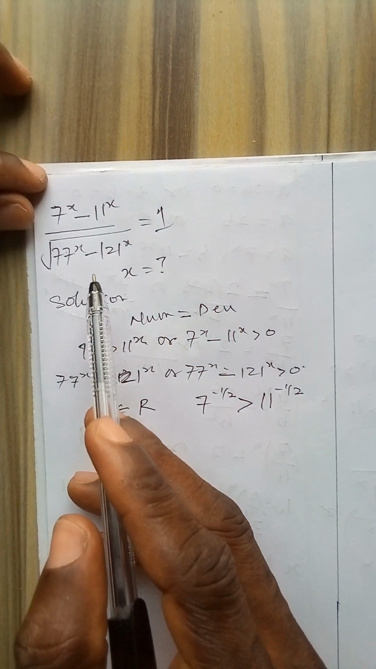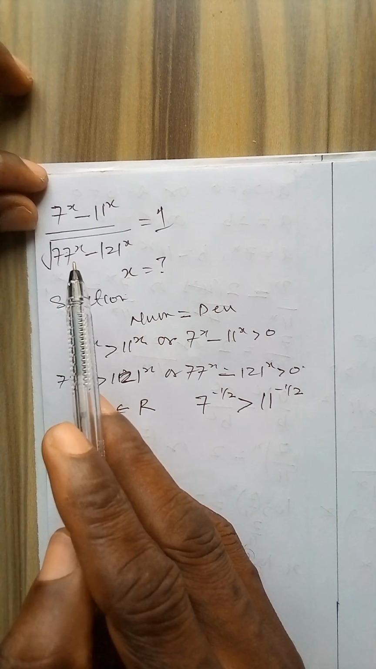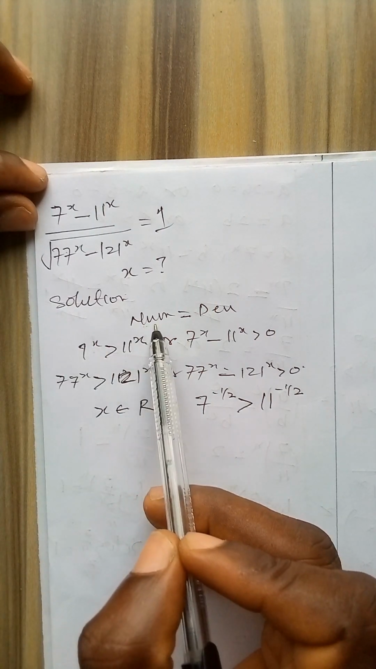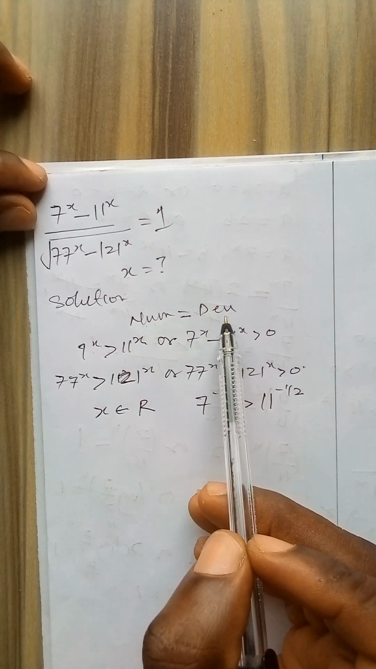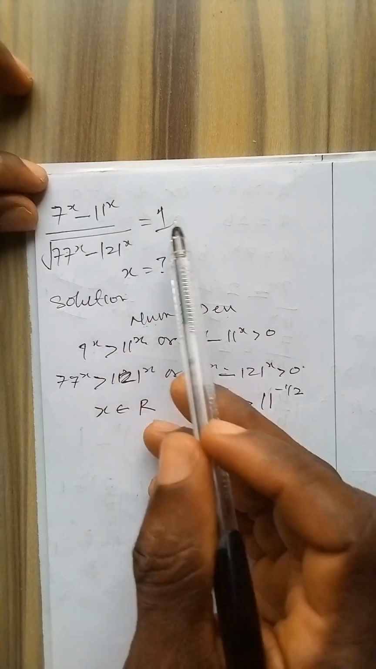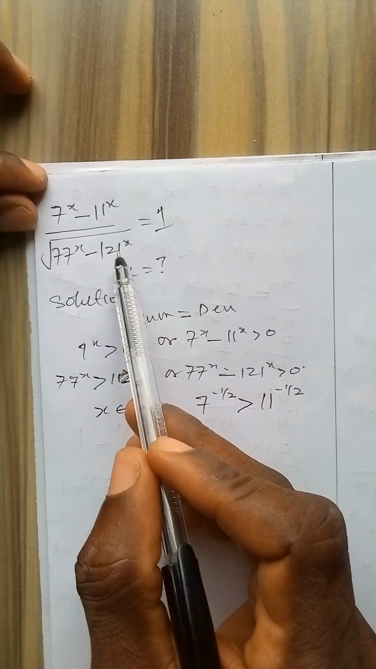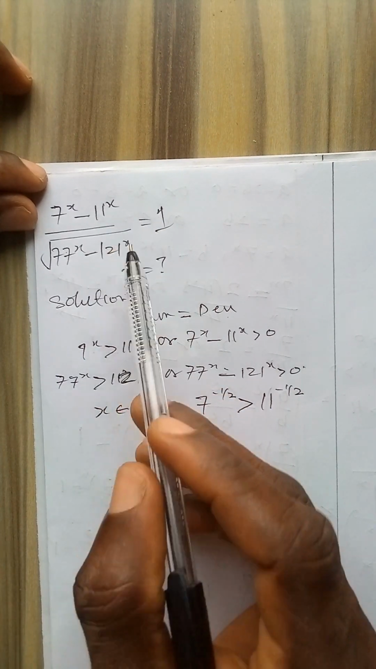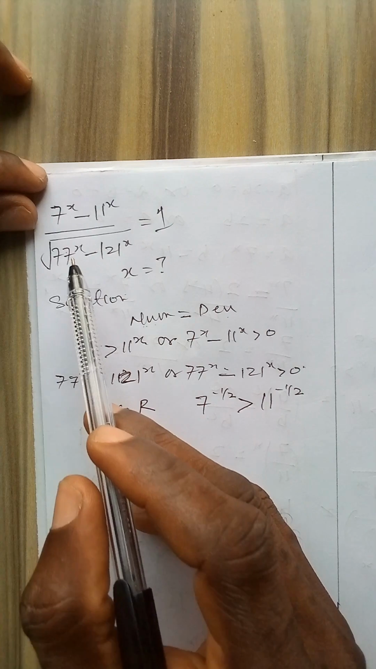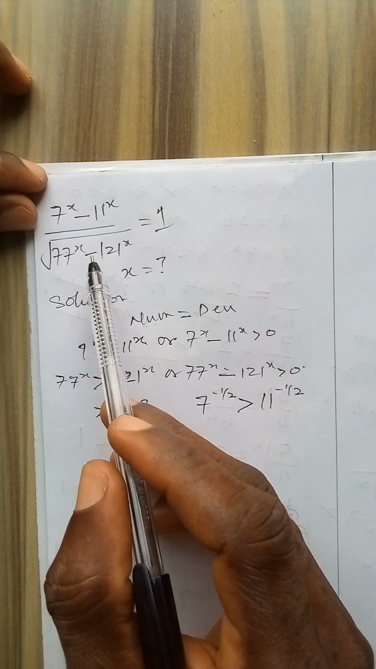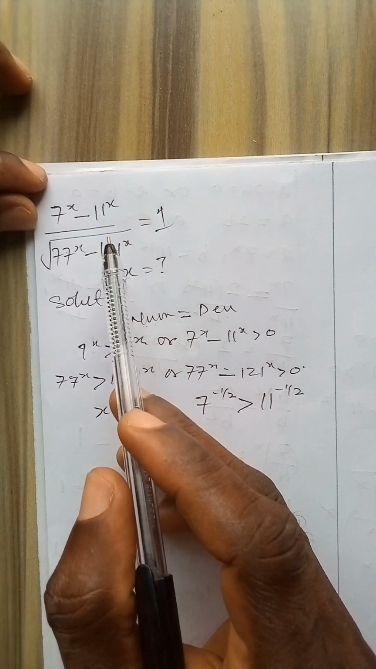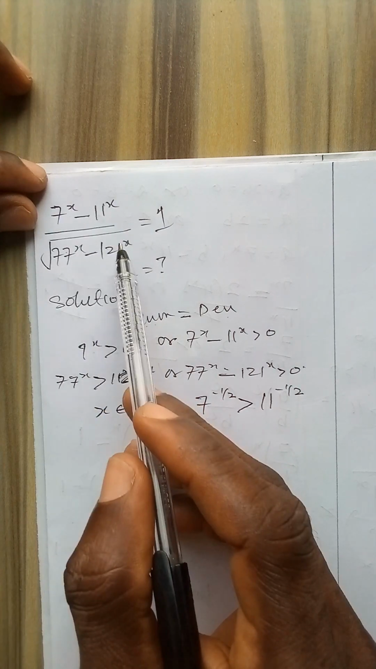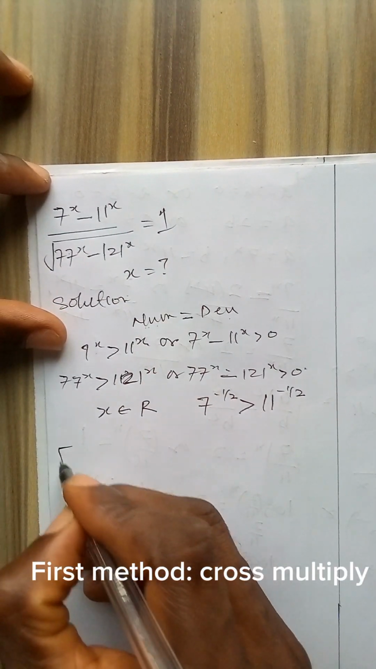I am going to use two methods to solve this problem. The first method will stem from the fact that the numerator is equal to the denominator. This can be achieved by multiplying both sides of the equation by the denominator, or by cross multiplying. In the second method, we are going to assume that the denominator is a complex number, and so we are going to use the conjugate of the denominator. Now let us start with the first method.